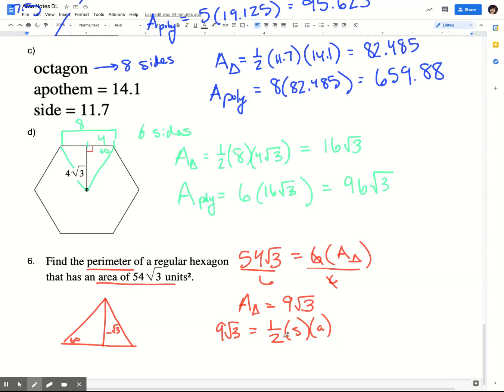So let's do a little bit of math here, and then we're going to use this to help us figure this out. I'm going to multiply by 2 on both sides. So what I end up with is 18 root 3 equals my side length times my apothem. I know my apothem is going to have the root 3 in it somehow.